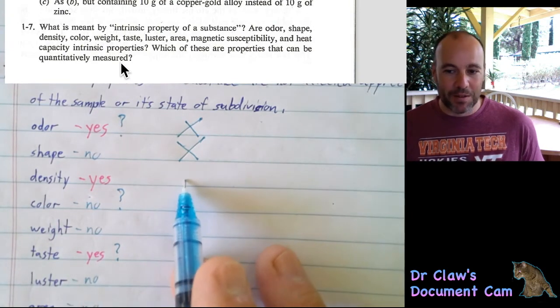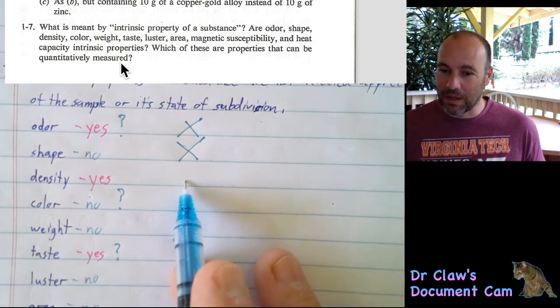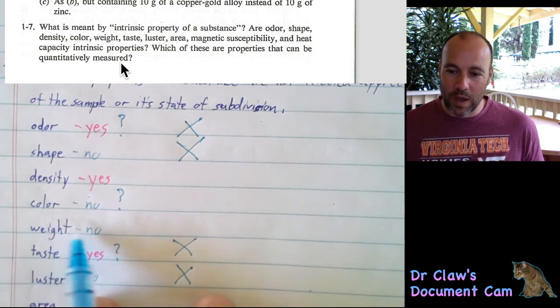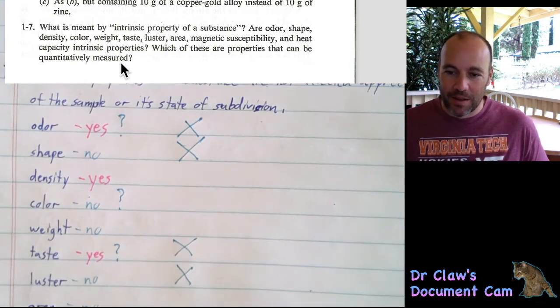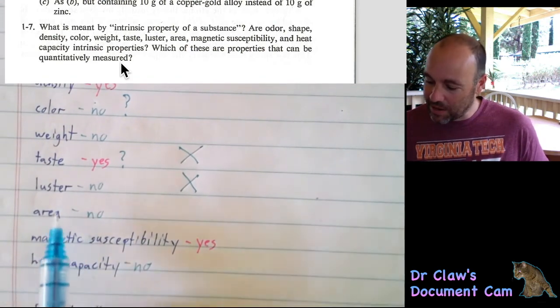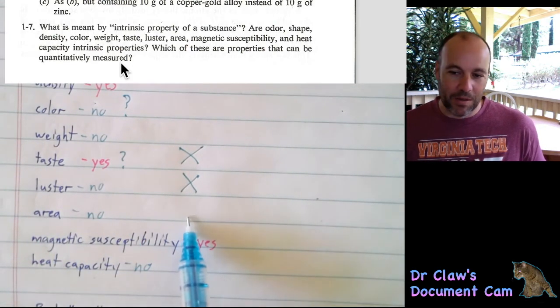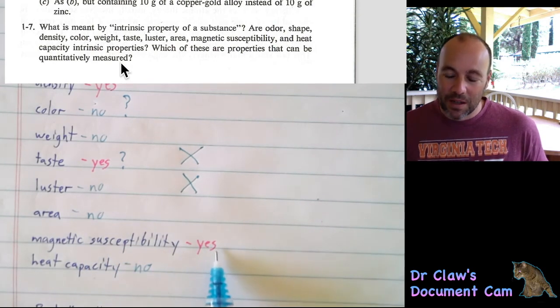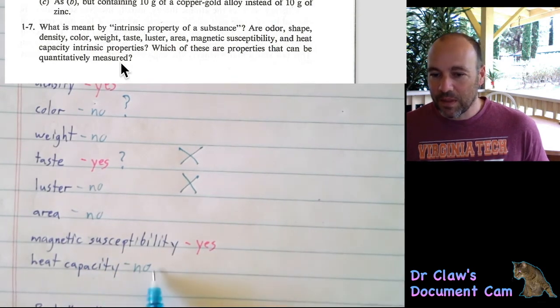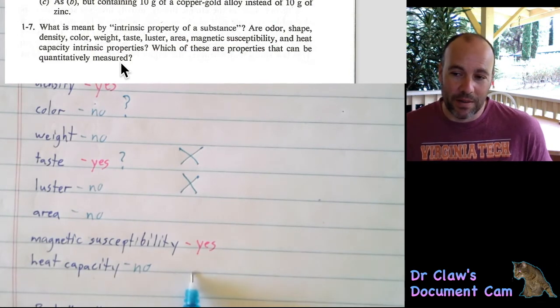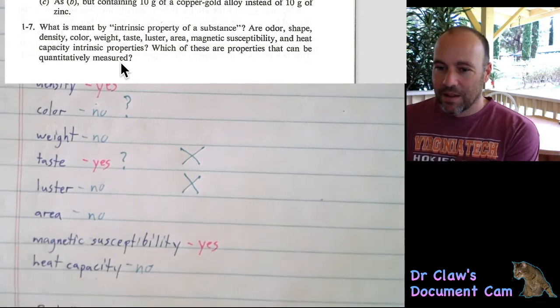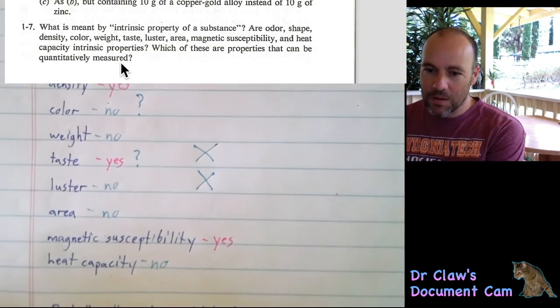Density has a certain number associated. How many grams per milliliter? Color, it has a certain wavelength. Okay. Weight, put it on the scale. Area, you can calculate area, measure the surface area somehow. Magnetic susceptibility, that's a well-defined physics quantity. Heat capacity, that's a well-defined physical quantity, a physical property. All right, so there you go.